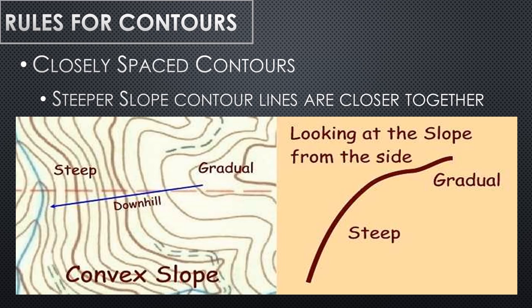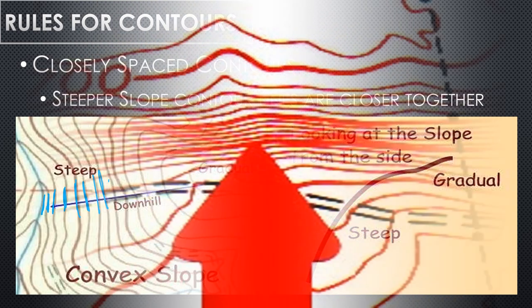Closely spaced contours mean a steeper slope. Okay, so for a steeper slope, contour lines are very close together. If we're looking at this image to the left, we can see an arrow showing a direction. You see how they are getting closer and closer together. It means it is very steep. So for example, if you saw a contour map that had something like this on it, it'd be like a sheer drop-off.